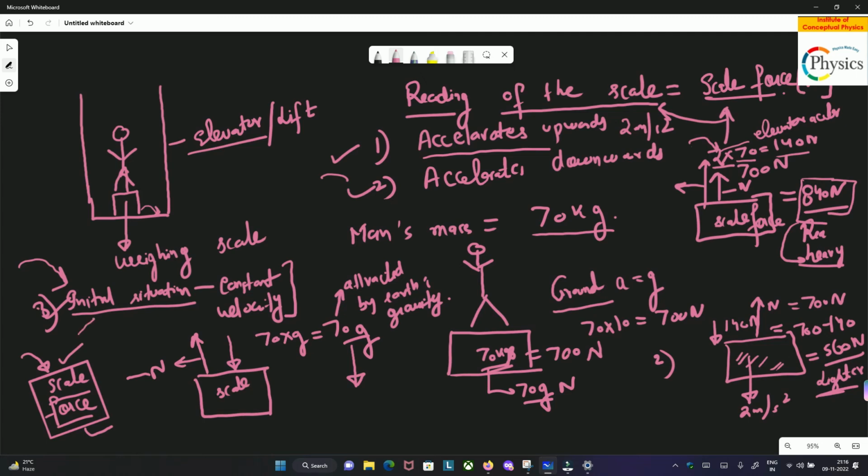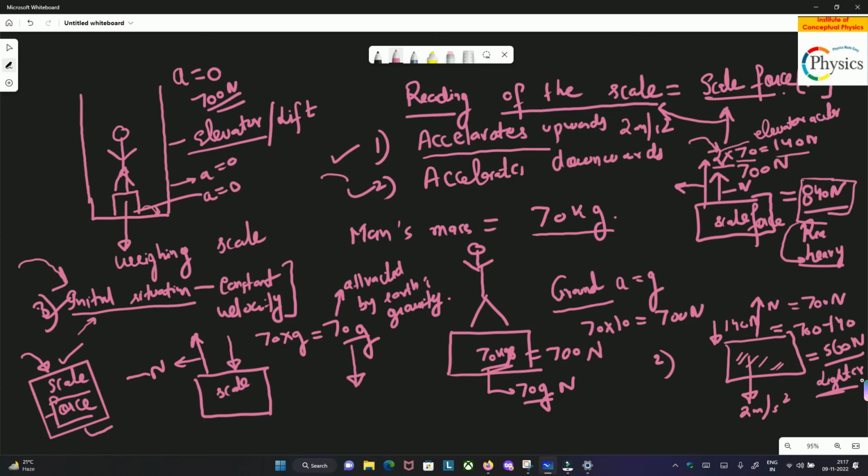Now the lift has constant velocity, and therefore the scale too has constant velocity. Why will the scale have any acceleration if there is no change in the velocity? The velocity is constant, and therefore there is no accelerating elevator, and therefore there is no accelerating scale, and therefore there is no additional force coming from the scale on the man by virtue of any acceleration. So the reading on the scale still remains 700 newtons, which is the same as the scale force due to normal reaction.